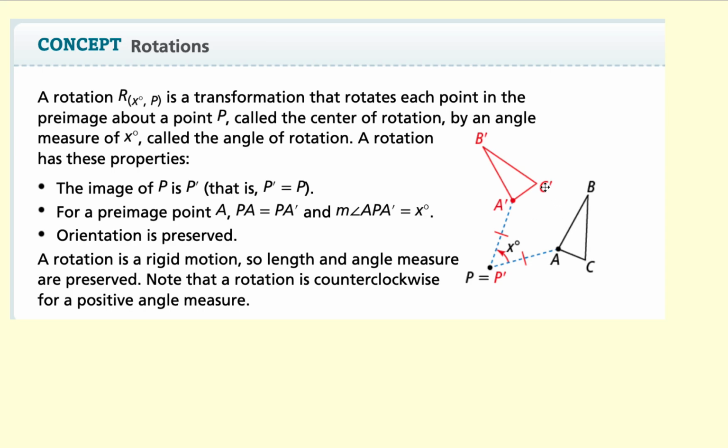The way the triangle is facing will stay the same. That's what orientation is. A rotation is a rigid motion, so length and angle measures are preserved. Note that a rotation is counterclockwise for a positive angle measure.